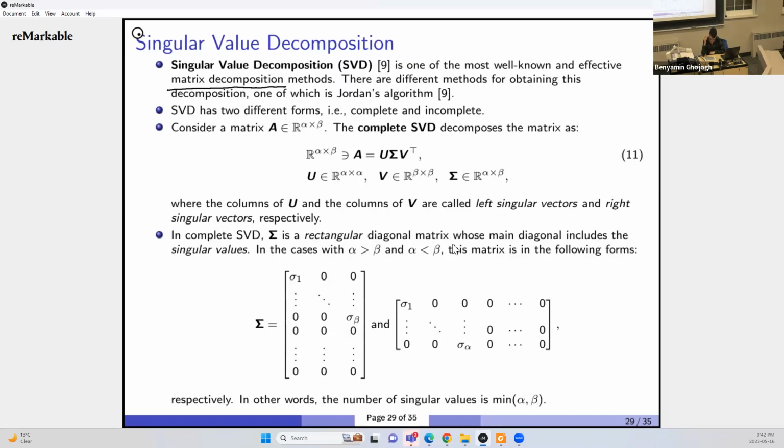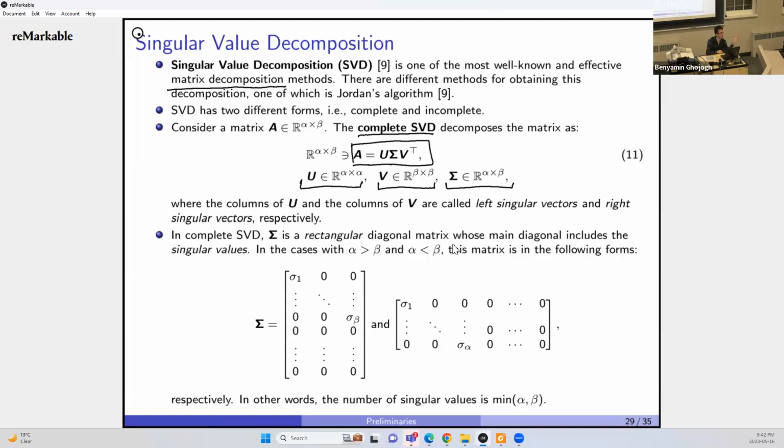You had a matrix A, you decompose it into the multiplication of phi, lambda, and phi inverse, right? That's why it's called eigenvalue decomposition. Singular value decomposition is defined as this. You have a matrix A, alpha by beta. In eigenvalue decomposition, it's usually a square matrix. In singular value decomposition, it doesn't necessarily need to be square. So it's alpha by beta. You can write it as U sigma V transpose, where U is alpha by alpha, V is beta by beta, sigma is alpha by beta. This is called complete SVD.